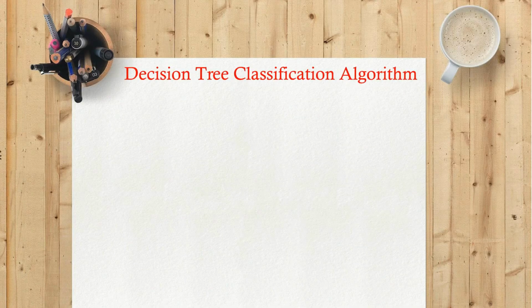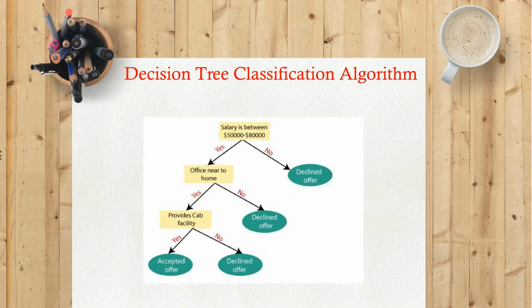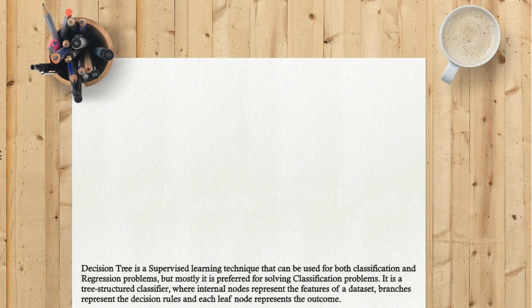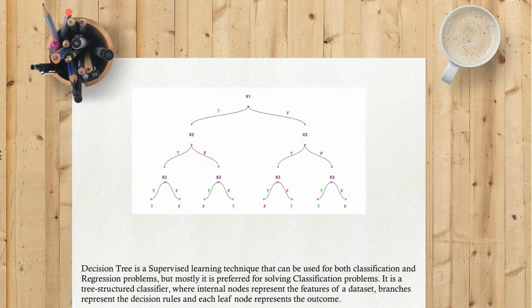Decision tree classification algorithm. Decision tree is a supervised learning technique that can be used for both classification and regression problems, but mostly it is preferred for solving classification problems. It is a tree-structured classifier, where internal nodes represent the features of a dataset, branches represent the decision rules, and each leaf node represents the outcome.